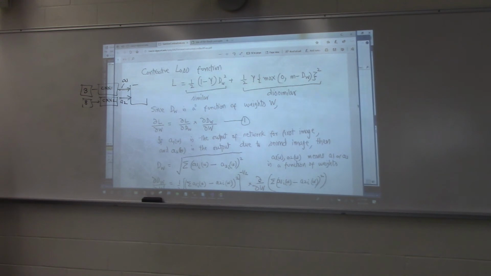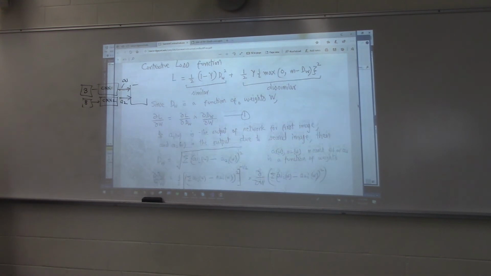In fact, I'm working with a PhD student, and we're coming up with a very, very complicated loss function. But anyway, if I have time, I'll go over that. This, once again, is very simple.